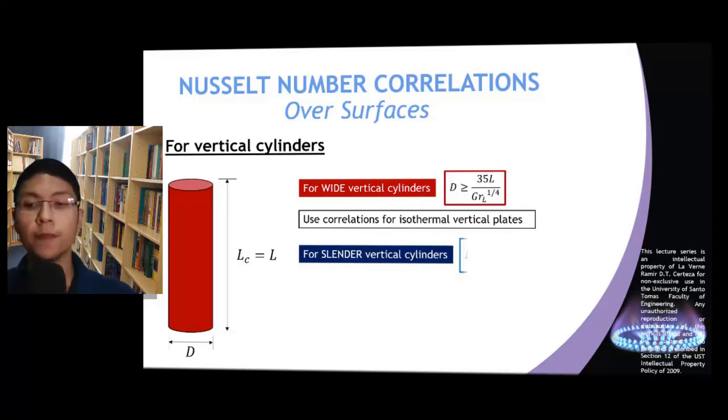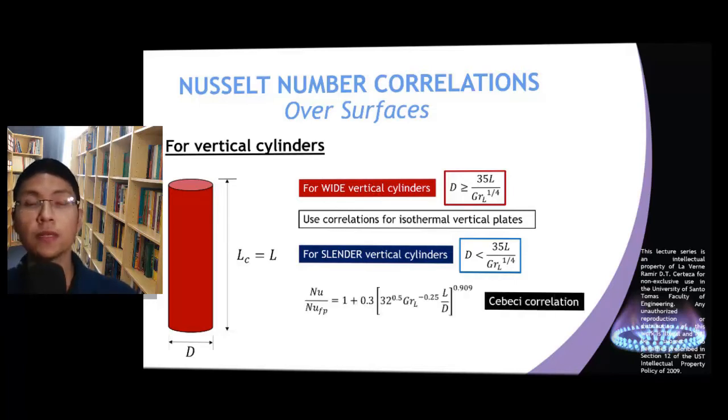On the other hand, a cylinder can be considered slender if its diameter is less than this ratio. In this case, we can use the Sebezier correlation to compute for the Nusselt number. Take note that Nu sub FP at the denominator on the left side of the equation corresponds to the Nusselt number of an equivalent vertical plate that has a length which is equal to the length of the vertical cylinder under consideration.